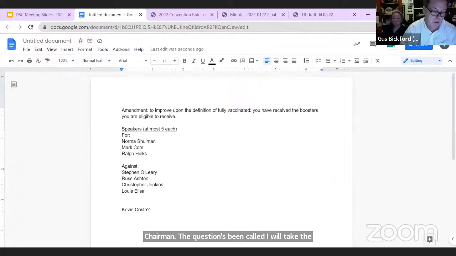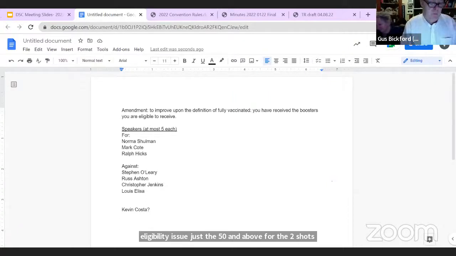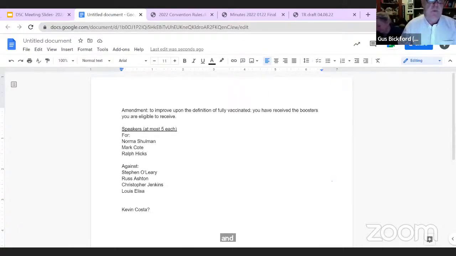Is the clarification on the eligibility issue just the 50 and above for the 2 shots? Because there are other categories, but then you're getting into people's personal medical history, as someone spoke to.